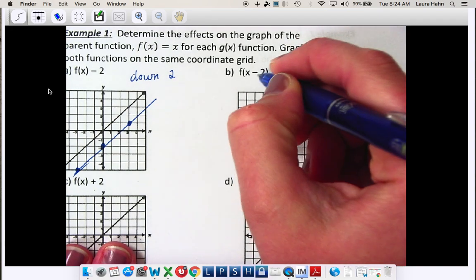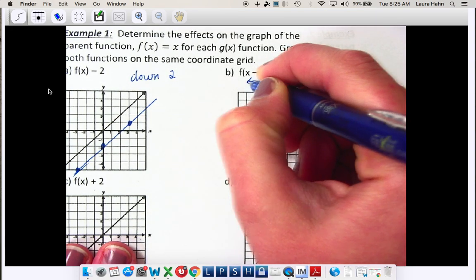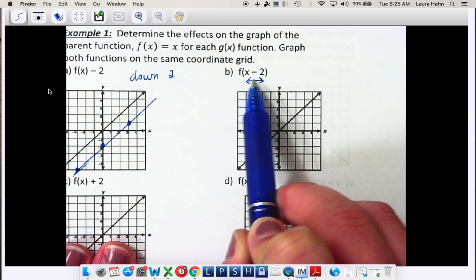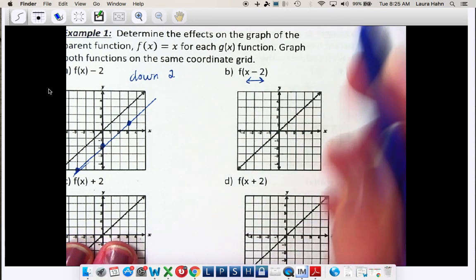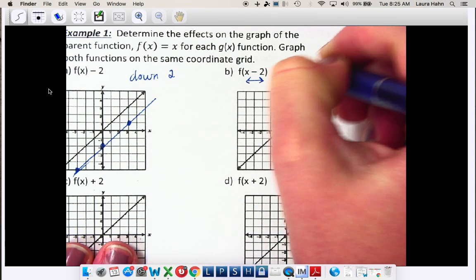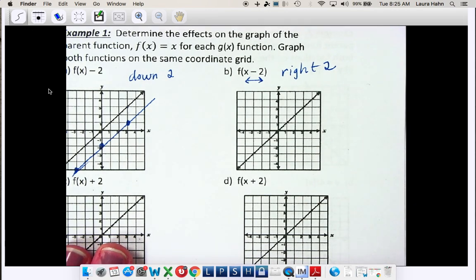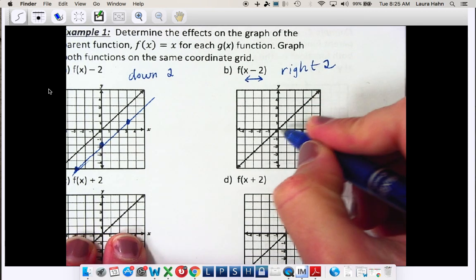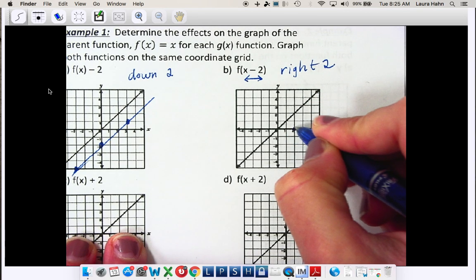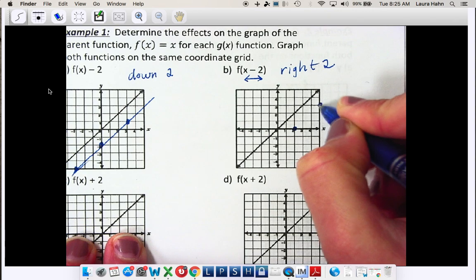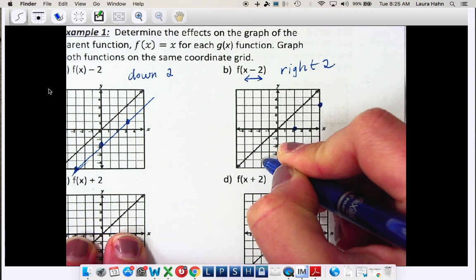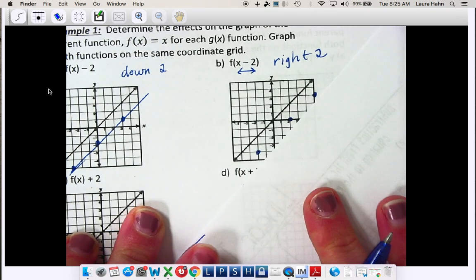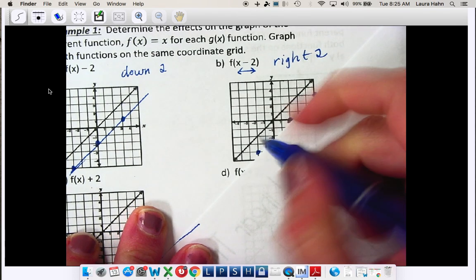Okay, on this one it's happening to the x. Well, we know the x-axis goes left and right. Don't forget, your x is a liar. So naturally a minus, I would think going to the left, but really it's going to move it to the right 2. So I'm going to take a few points and move them over to the right 2. I'm going to start at the origin, move it to the right 2. And I'm just going to do a total of 3. So I picked 3 points, moved them over to the right 2, and I'm going to use my straight edge to draw my line.